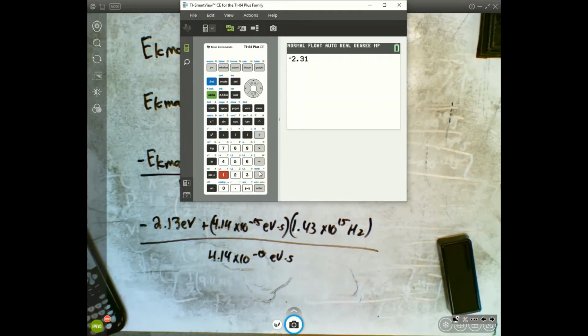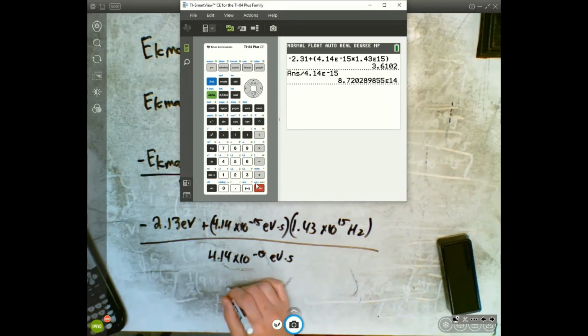Plus 4.14 times 10 to the negative 15 times 1.43 times 10 to the 15. Okay, divided by 4.14 times 10 to the negative 15. Oops. There we go. That makes way more sense. So I end up getting 8.72 times 10 to the 14 hertz.